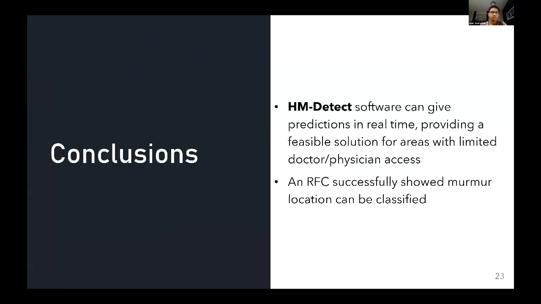But in conclusion, this HM Detect software is able to give predictions in real time as far as the heart murmur location. And it provides doctors a feasible solution, especially in areas where there's some geographic limitation on physician access for diagnosing a patient given a heart condition. And the random forest classifier is successful in this process.